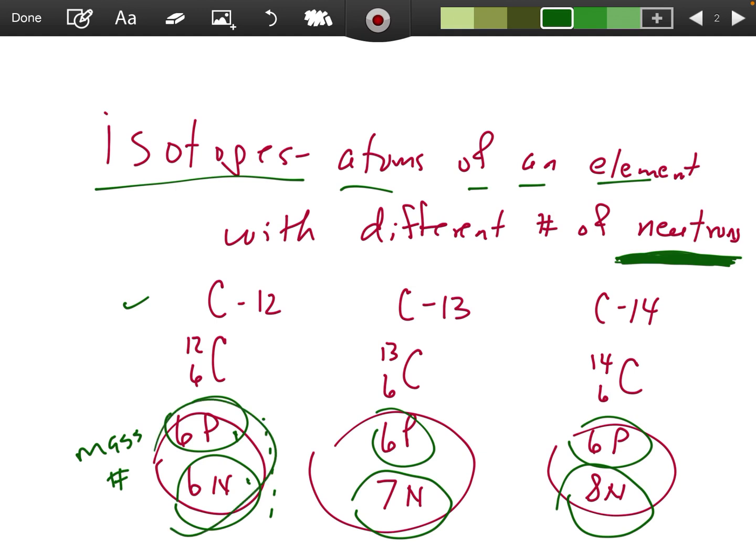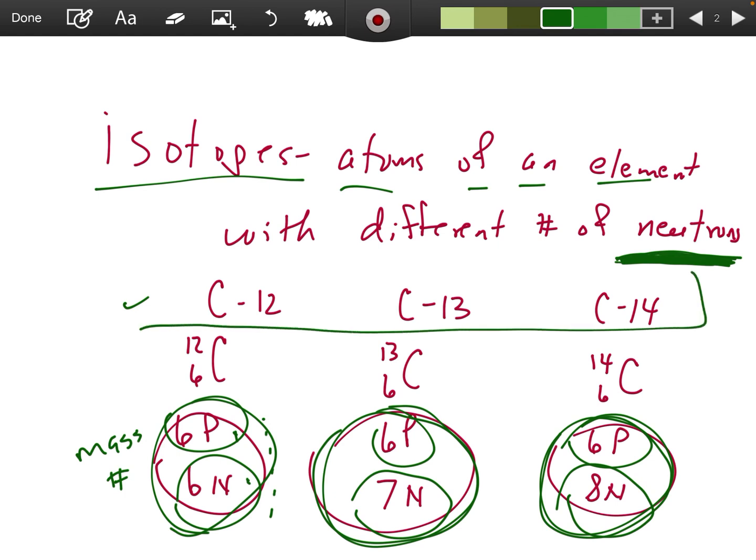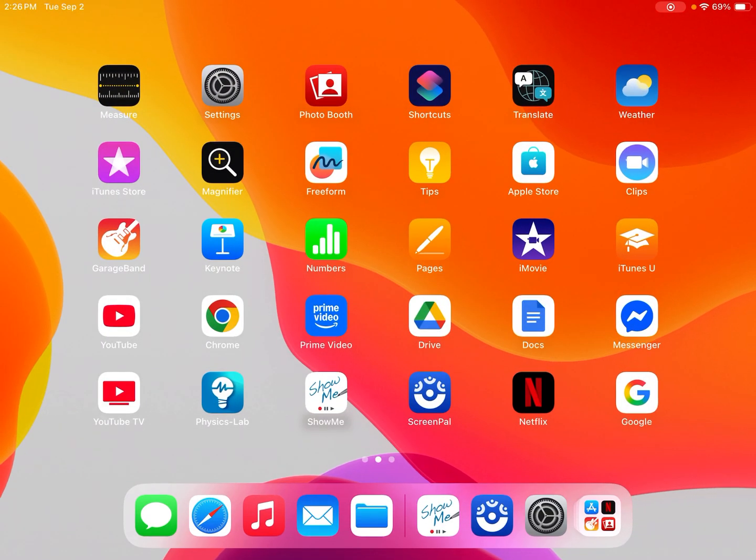We're going to call this atom carbon 12, because it's not the same thing as this atom, which is carbon 13, which is not the same thing as this atom, which is carbon 14. But they're all atoms of carbon. They behave chemically the same way. They don't quite behave the same way physically.